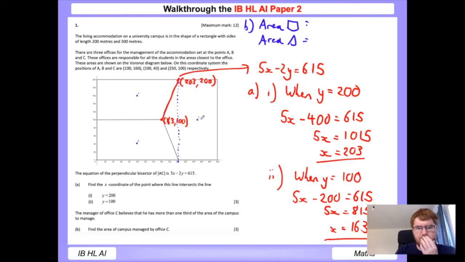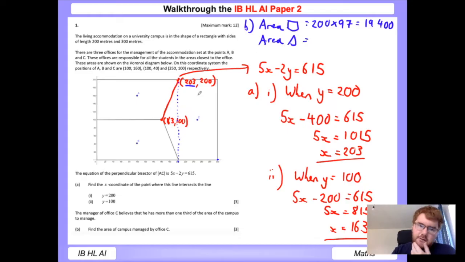So the area of the rectangle, well, let's have a think here. The height is 200. And then we're going to times that by going across. So that's going to be 97. This is 203. The end is 300. So we're going to work out 200 times 97. That gives us 19,400. You can check this on your calculator.